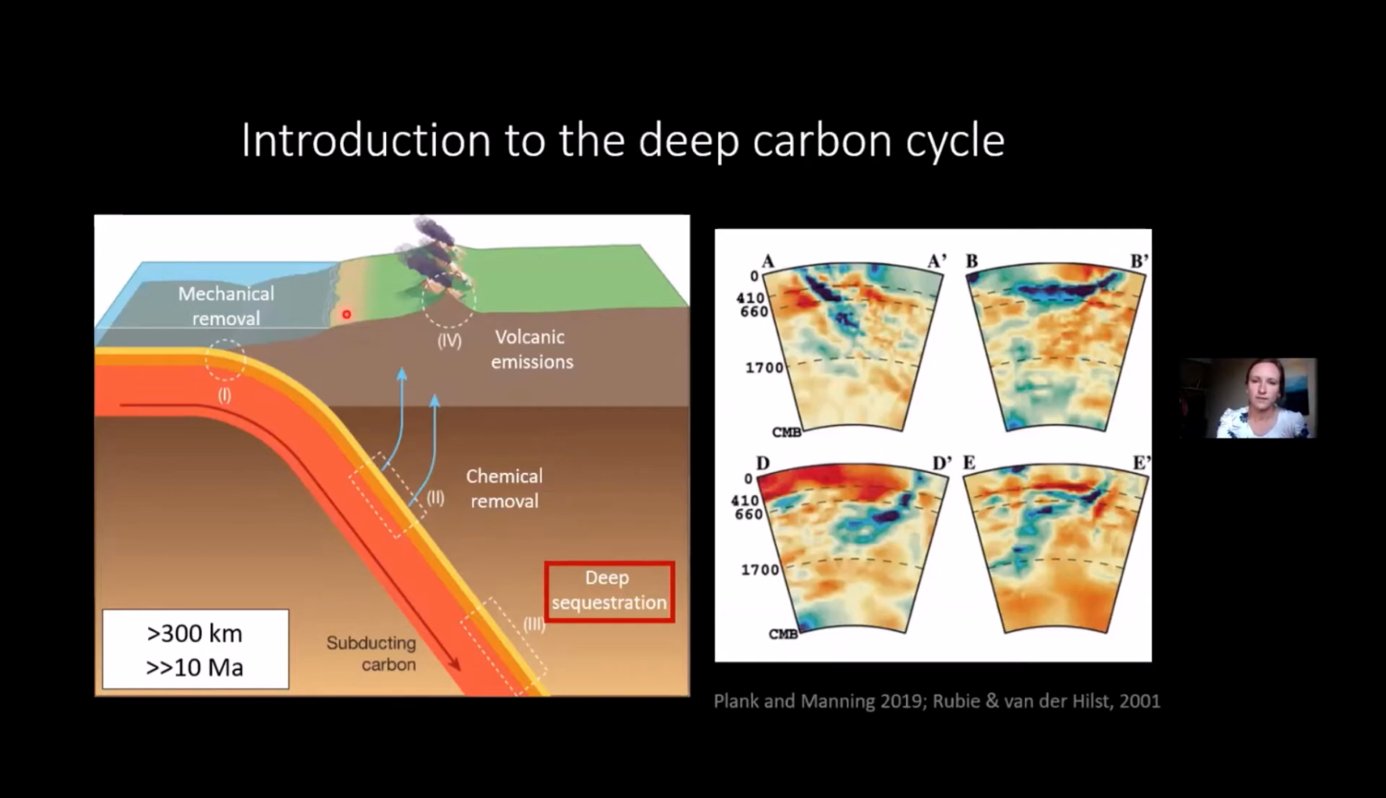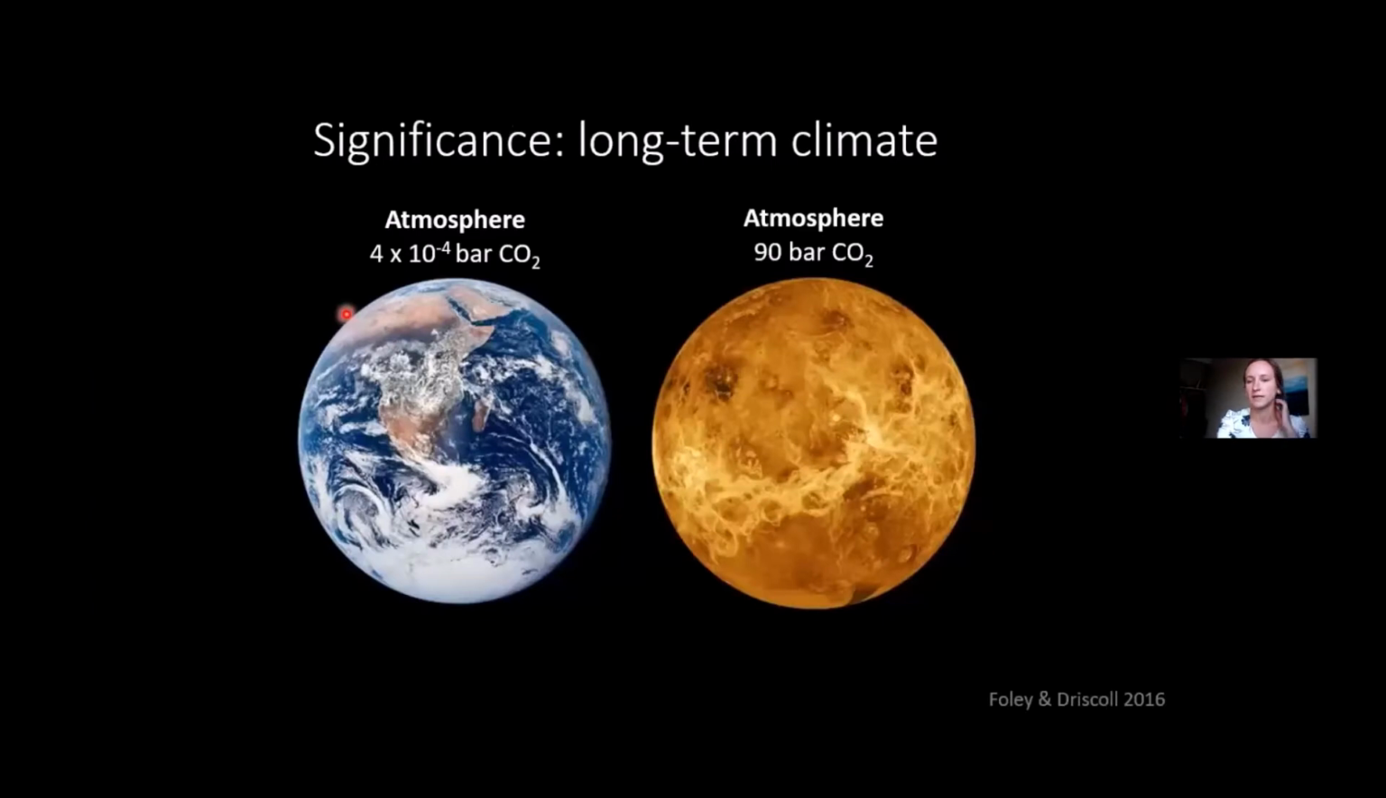With these two figures, I think you can really start to understand what the carbon cycle is, but I've not talked about why people have been interested in this topic for such a long period of time. For that, I want to quickly roll through some of the potential impacts that the carbon cycle has had on the evolution of our planet. One really smart way of discussing this topic was presented by Foley and Driscoll in their 2016 paper, where they compare Earth to its sister planet, Venus.